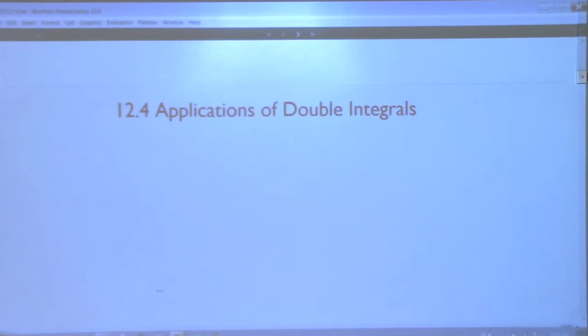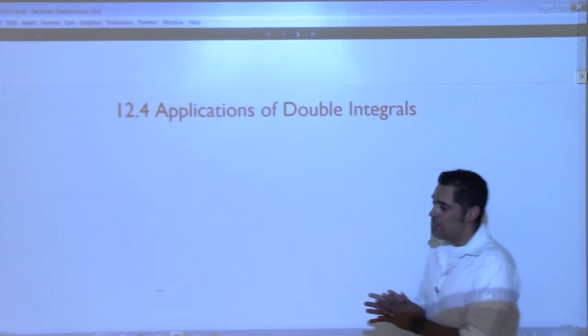Time for some applications. We're not going to do a whole lot of applications of double integrals, but we're going to do one that is easy to visualize.